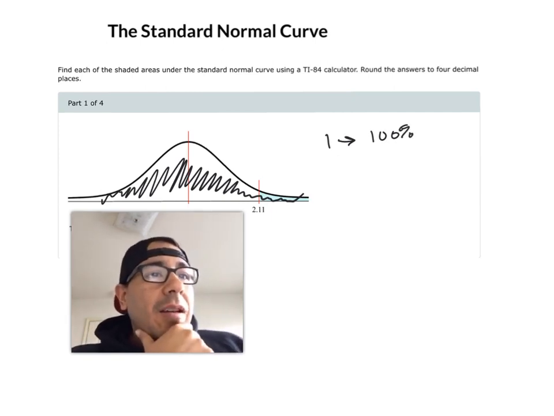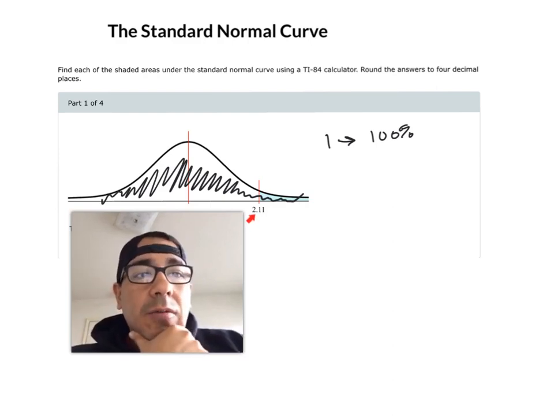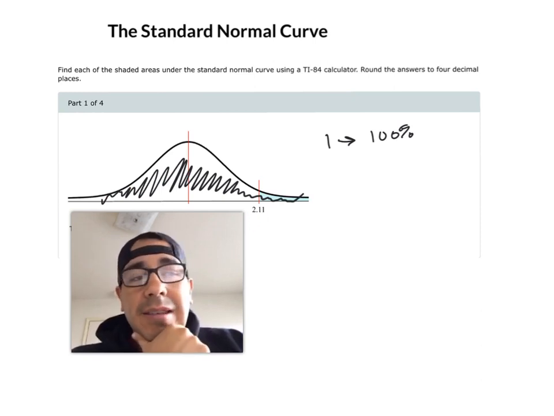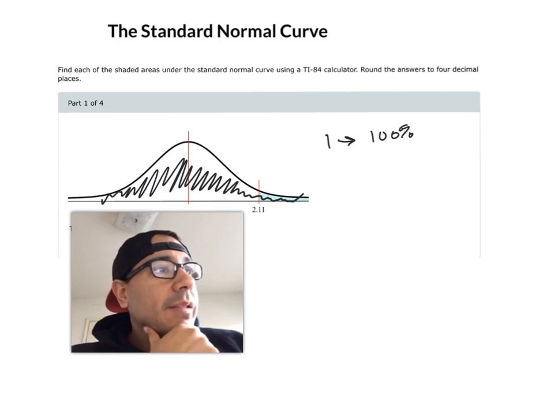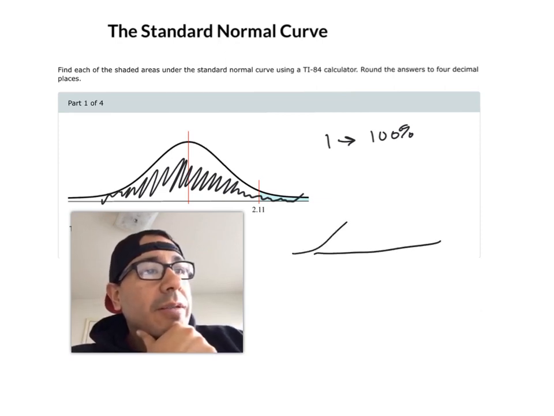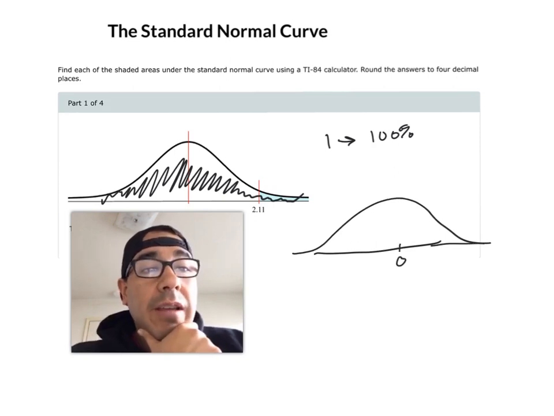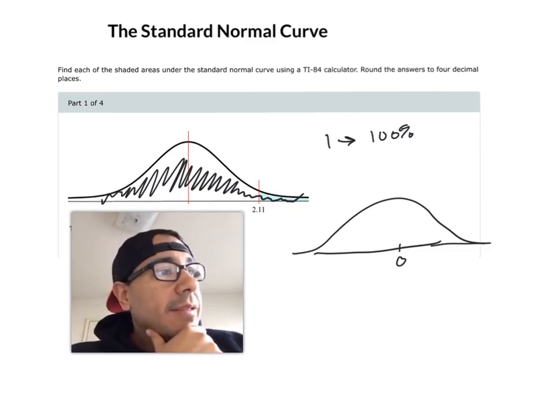When I look at standard deviations, what we're going to be able to say is, what's the probability, what percent of the population falls less than whatever number we're looking at. In this case, these numbers represent standard deviations. The original problem looks something like this. Here's an example of our standard normal curve. It's not the best. When we're talking about the standard normal curve, 0 is always smack in the middle, and the standard deviation we're looking at is 2.11.